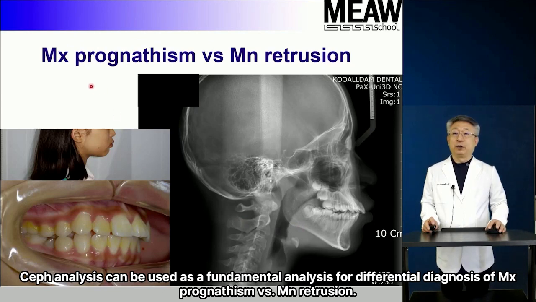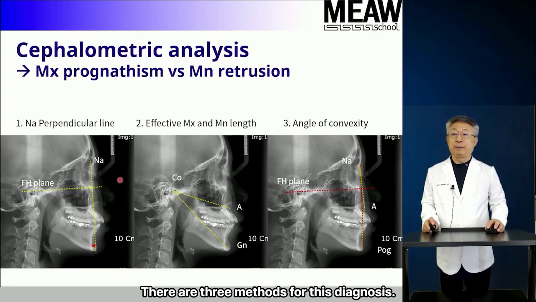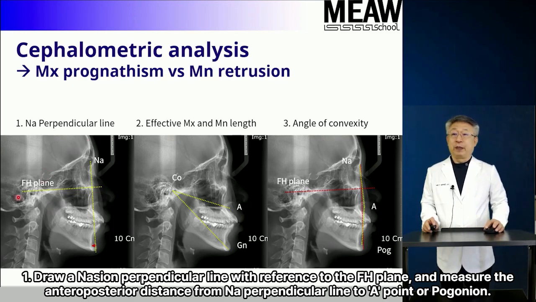SEF analysis can be used as a fundamental analysis for differential diagnosis of maxillary prognathism versus mandibular retrusion. There are 3 methods for this diagnosis. 1. Draw a Burstone perpendicular line with reference to the FH plane and measure the anteroposterior distance from a perpendicular line to A point or pogonion.